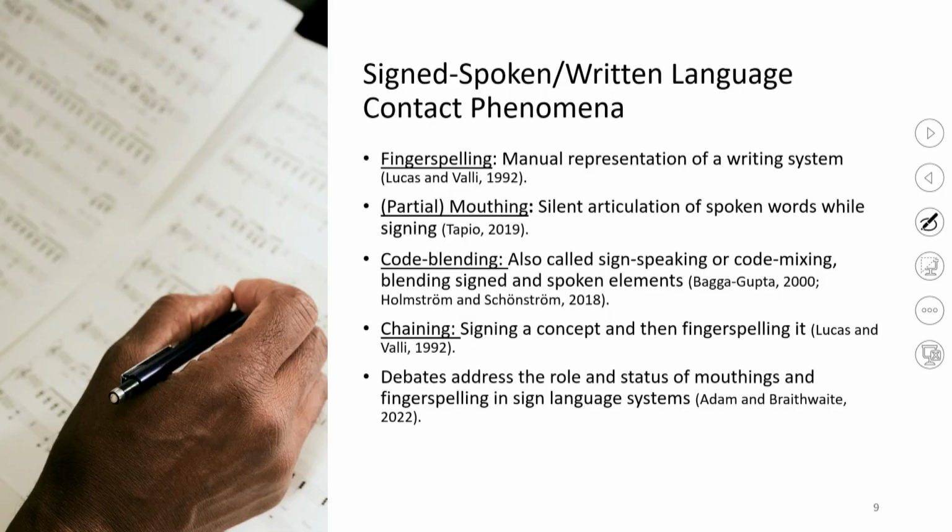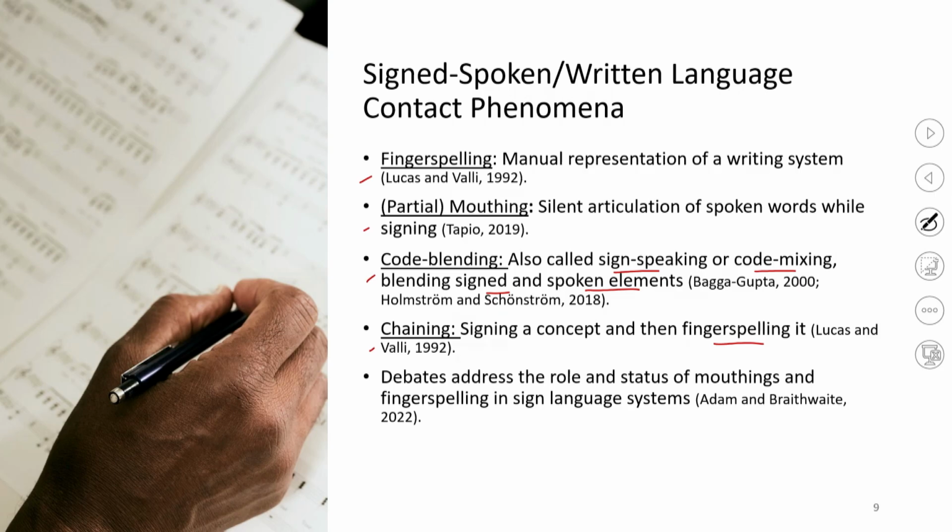Now, when signed and spoken written language contact happens, these are the types of things that happen. So, one is called finger spelling, where manual representation of a writing system might be represented. Then you have partial mouthing, silent articulation of spoken words while signing, both things going on simultaneously. Then code blending, also called sign speaking or code mixing, blending signed and spoken elements at the same time. The references for detailed studies for these. Then we have another type called chaining, signing a concept and then finger spelling.